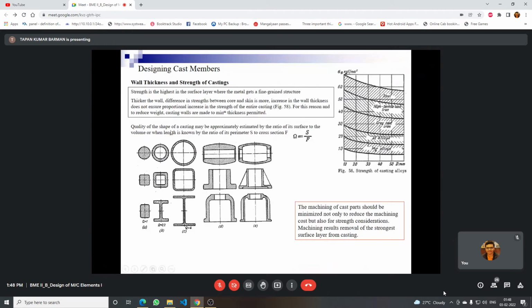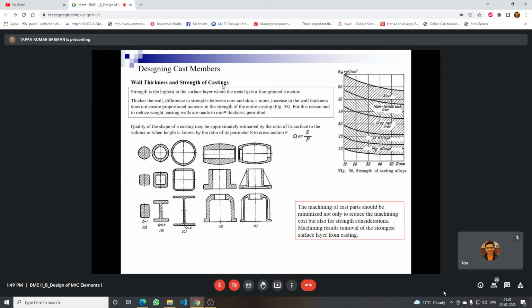Probably you can see this thing. I will not discuss all the things here, only one point: wall thickness and strength of the castings. Now, how may the wall thickness of the material influence the strength of the casting? In one class, probably I mentioned that the cooling rate of the casting may influence the strength of the component.